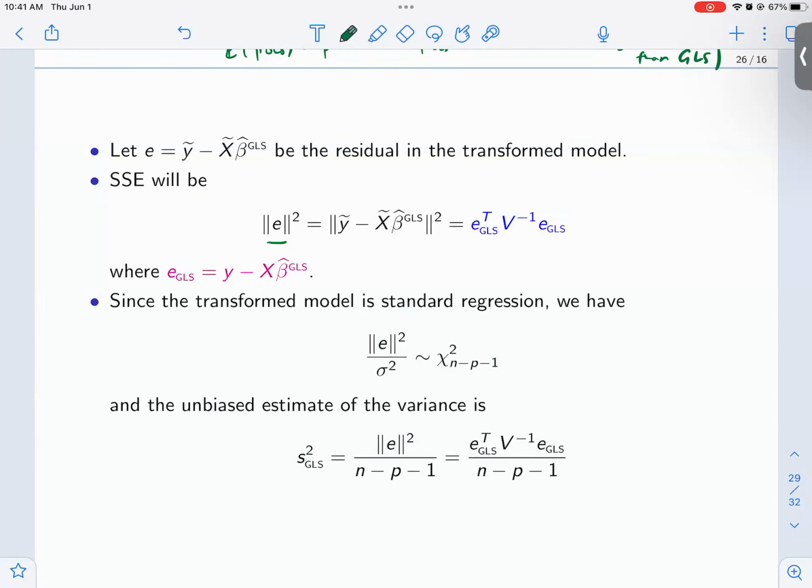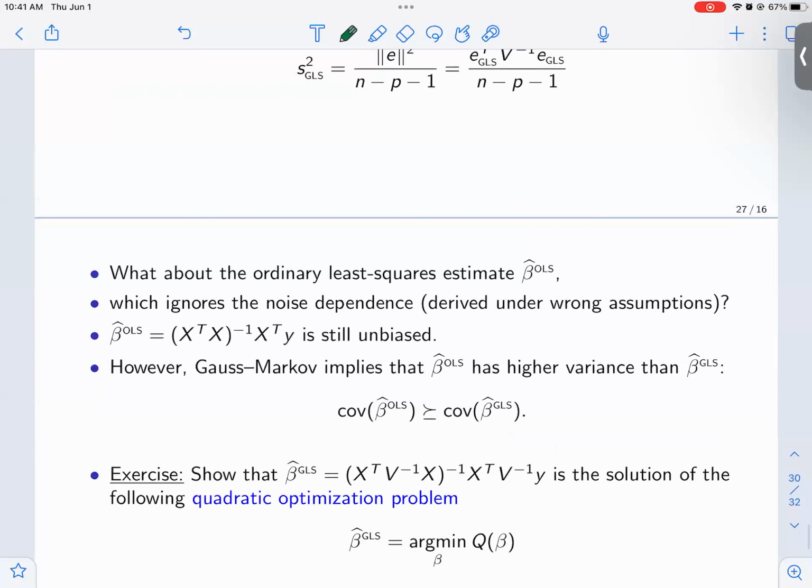And one more thing here. What about ordinary least squares, which ignores the noise correlation? It's still unbiased, but this is the result from Gauss-Markov: the covariance of beta hat OLS would be bigger than or equal to the covariance of beta hat GLS.